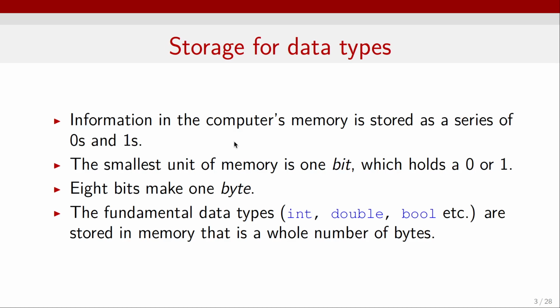The information in the computer memory is stored as a series of zeros and ones. The smallest unit of memory is 1 bit, which holds a 0 or a 1. And 8 bits make 1 byte. The fundamental data types that we described, the integer, double, bool, and so on, are stored in memory that's a whole number of bytes.